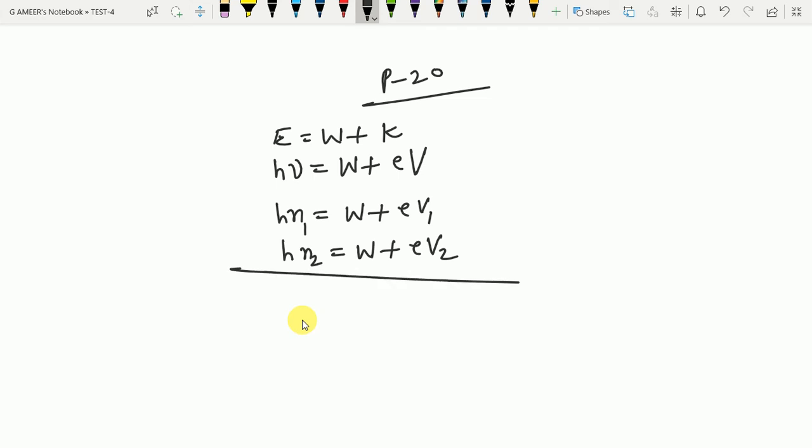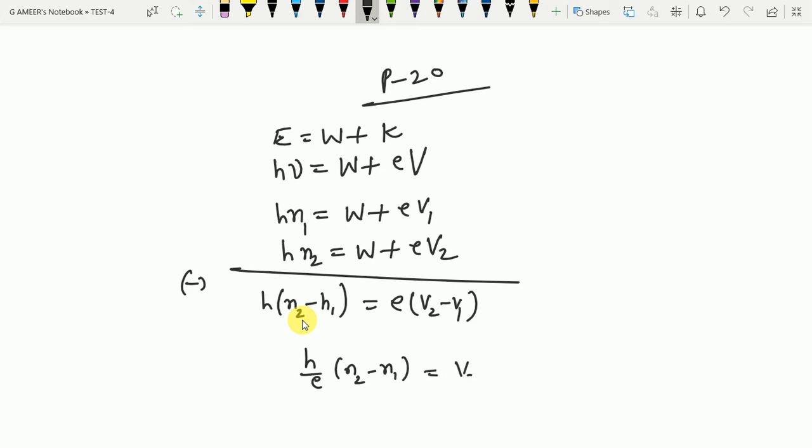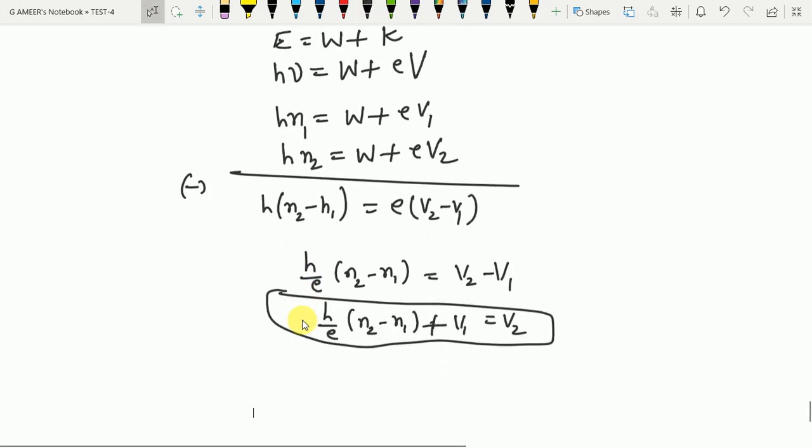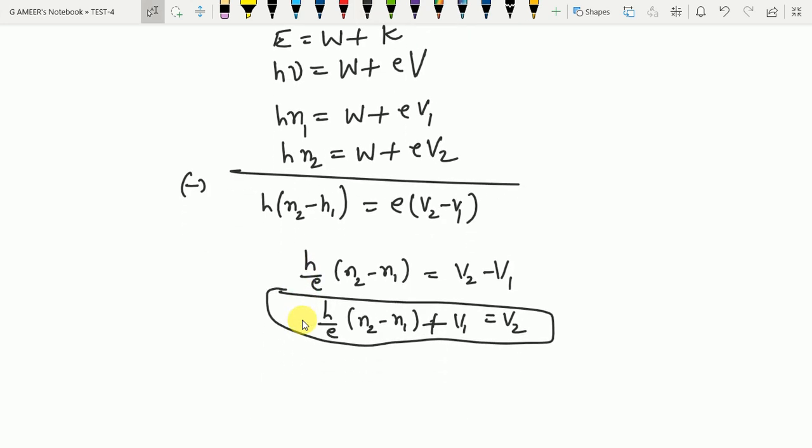So we need to find V2, so subtract here. h will come as nu2 minus nu1, then work function 0. If I take E common, V2 minus V1. So from here h by E into nu2 minus nu1 is equal to V2 minus V1. So for V2, h by E into nu2 minus nu1 plus V1 is equal to V2. So this is the answer. The best matching option is option D. So D option best matches here.